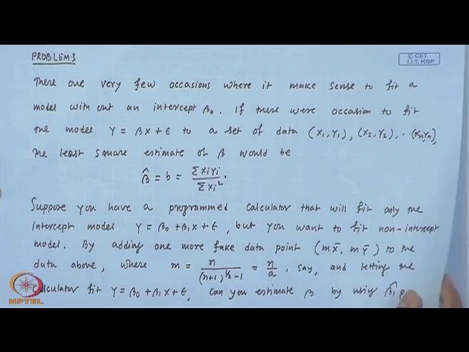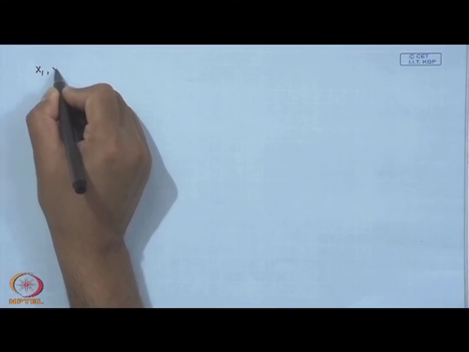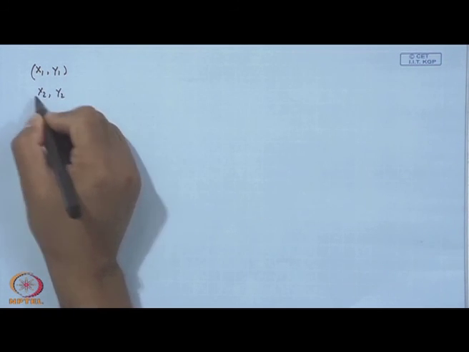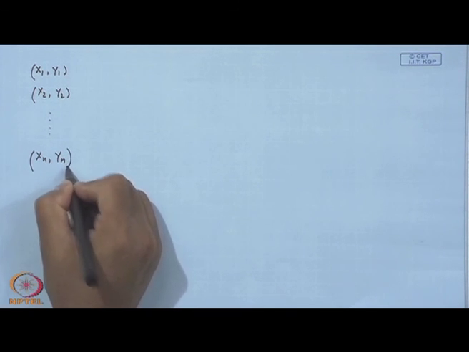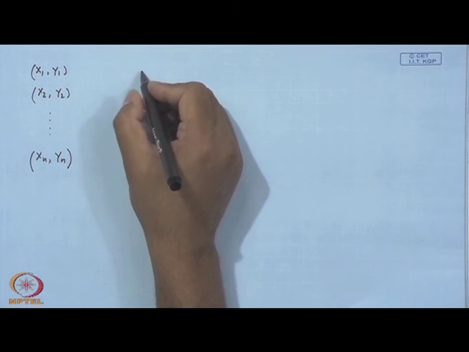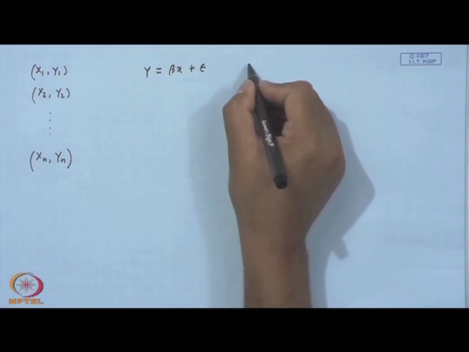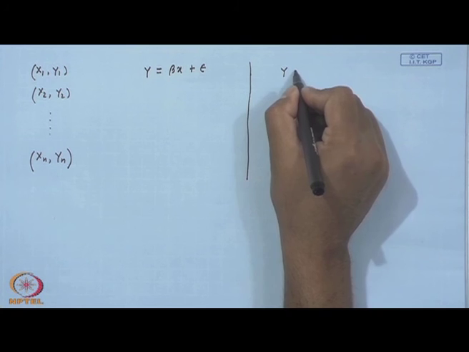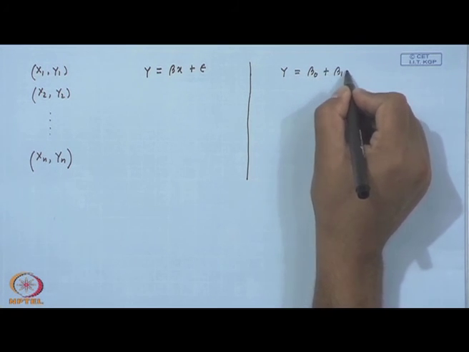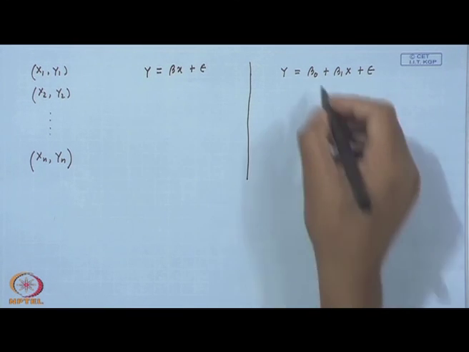Maybe I will try to explain the problem itself once more. What we are given is a set of data x 1 y 1, x 2 y 2 and x n y n, and we want to fit a non-intercept model like y equal to beta x plus epsilon. But we have a programmed calculator for fitting the model with intercept, that is y equal to beta naught plus beta 1 x plus epsilon.